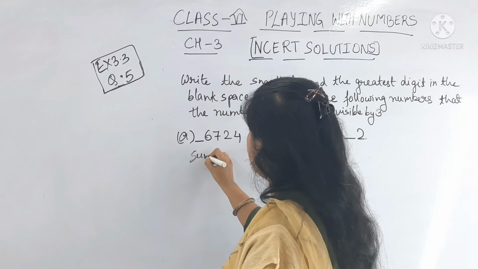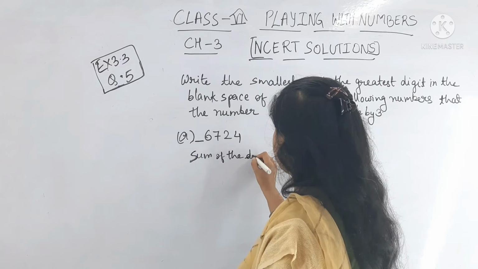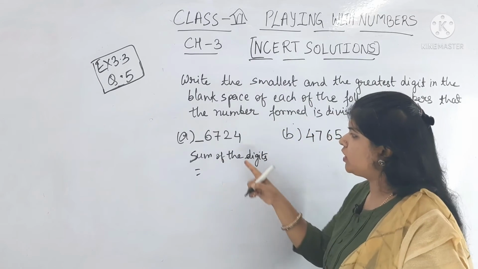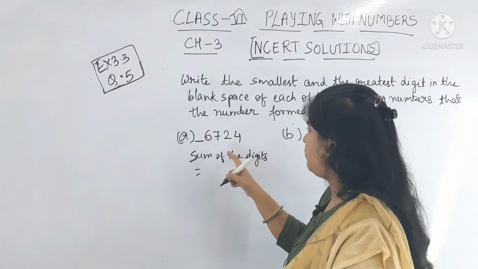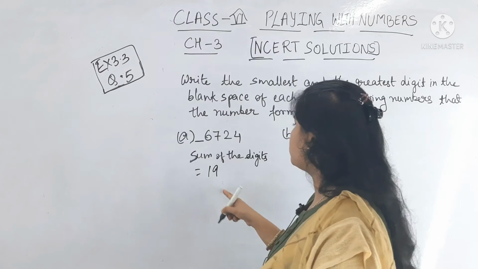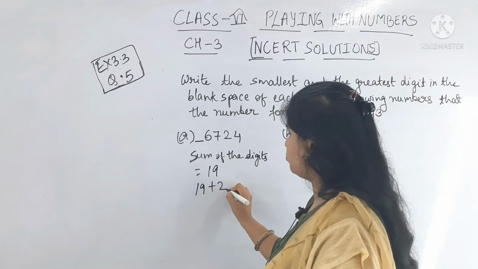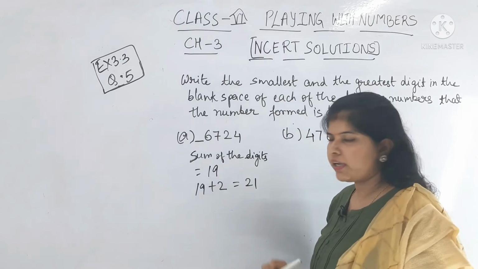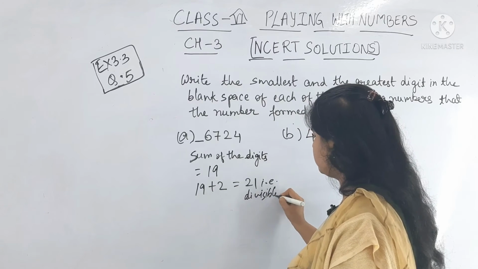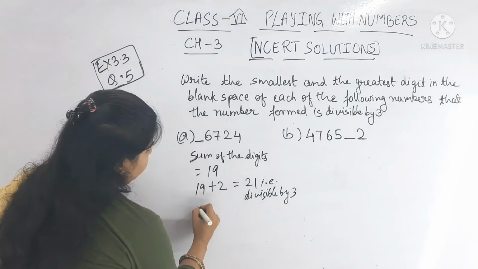Sum of the digits. 6 plus 7 is 13, 13 plus 2 is 15, 15 plus 4 is 19. So it is coming 19. Okay, so for the divisibility by 3, if I add 2, I will get 21. Okay, that is divisible by 3. So here the smallest digit is 2.